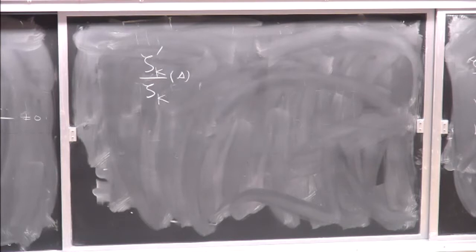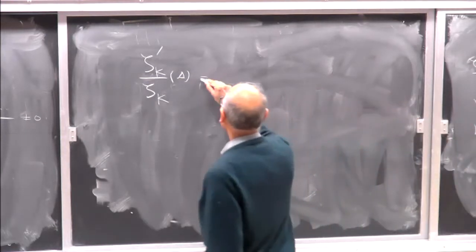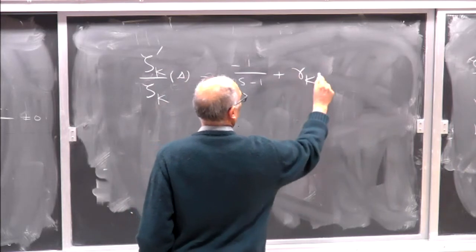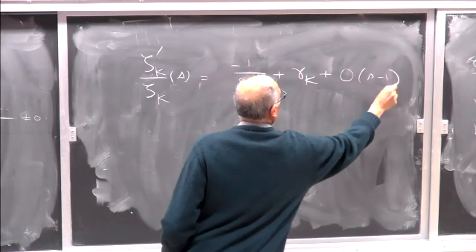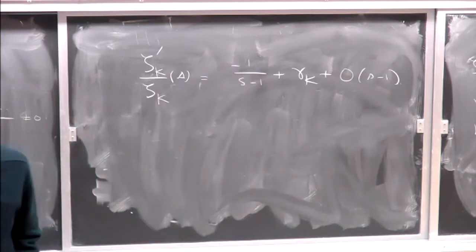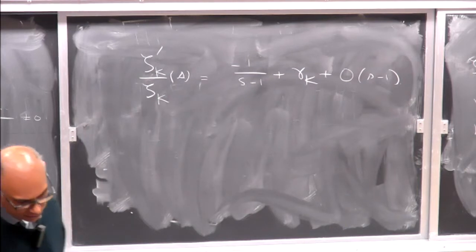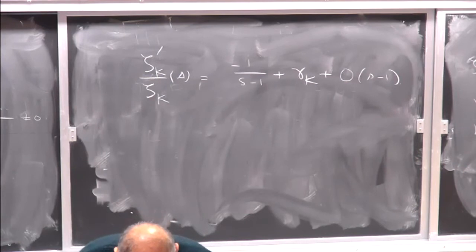All the complexity that was built into that residue is gone. So it starts off as minus 1 over s minus 1. The next term is γ_K. Okay, so another way of saying it, it's the constant term in the Laurent expansion of zeta_K prime over zeta_K at s = 1. Okay, so now a couple of things.